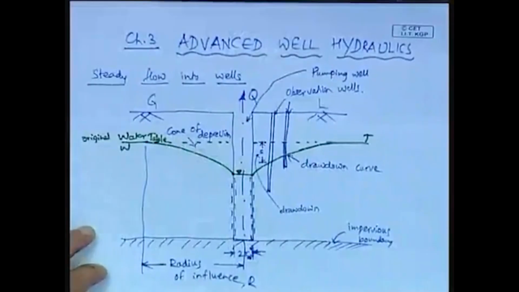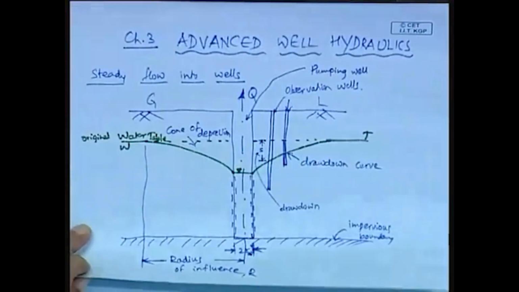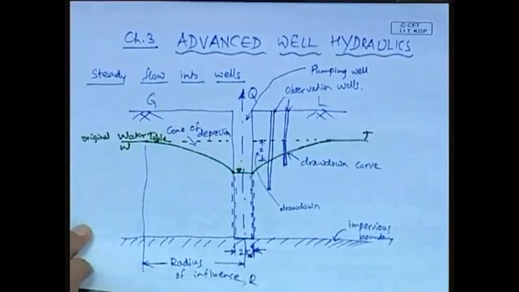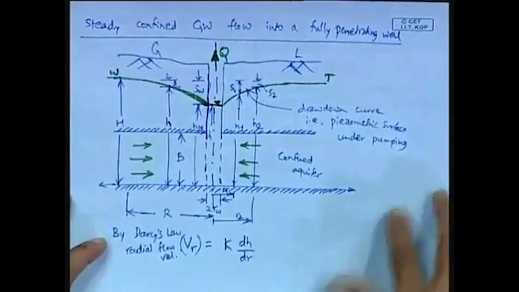Welcome to this lecture number 12. In which we will continue with our previous lecture's article on steady flow through wells. In lecture number 11 we discussed the steady flow into a well through a confined aquifer.